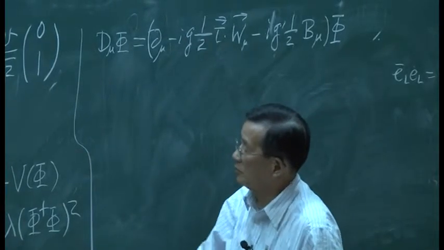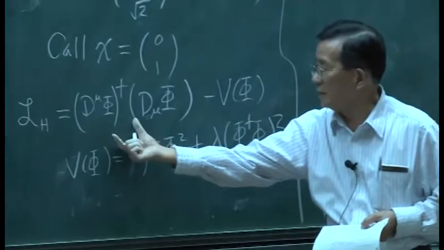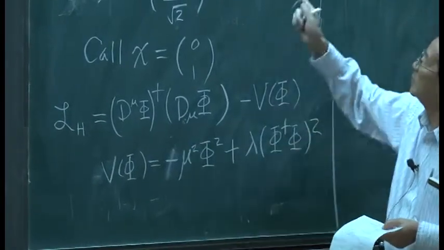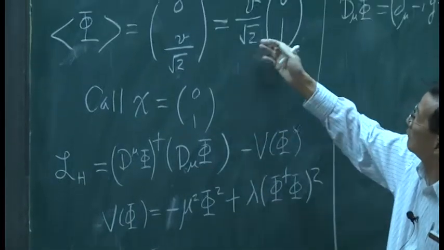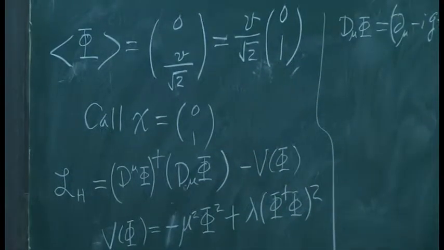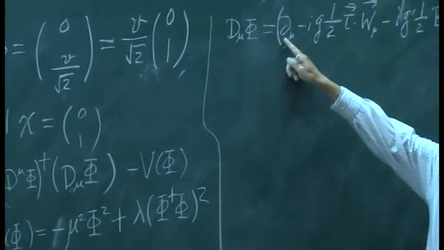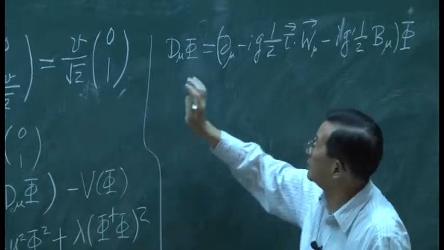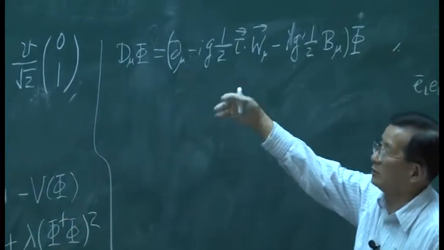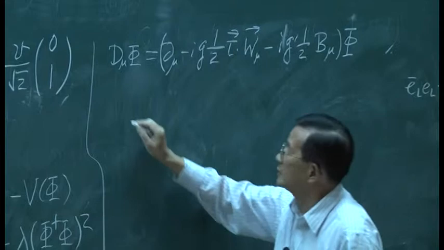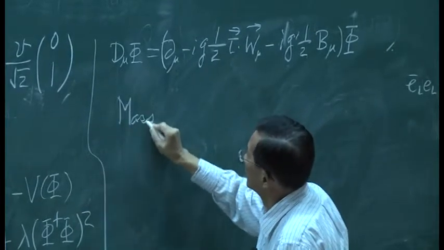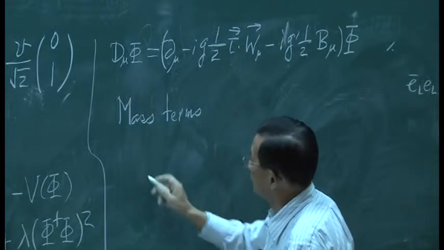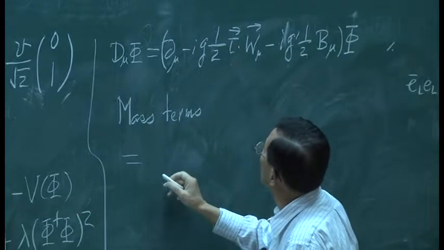And what I want to do is to take this and look at the mass term. The mass term will be produced by the vacuum expectation value. For example, I don't have to include this derivative term because the vacuum expectation value is a constant, so the derivative applied to it just gives me 0. So the mass term will be equal to what?